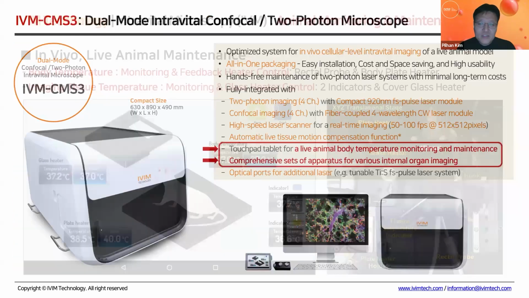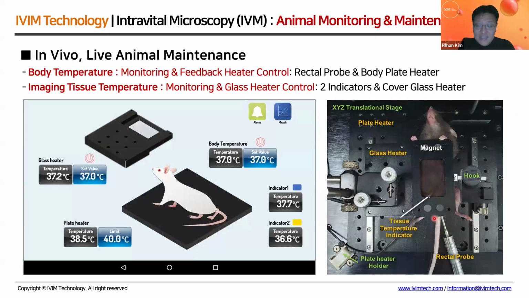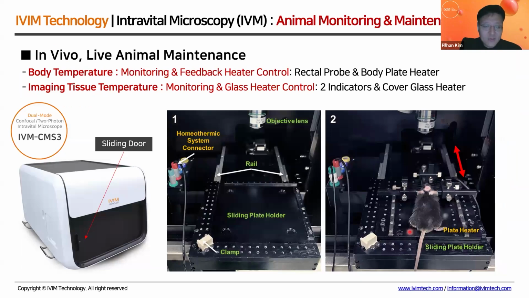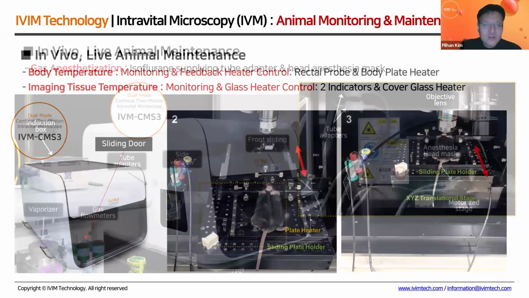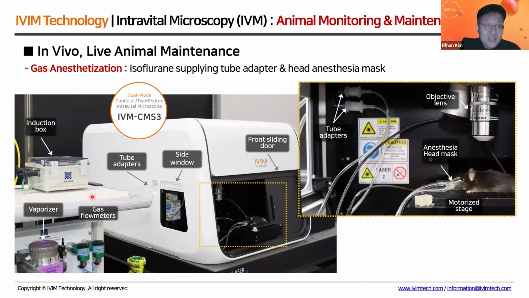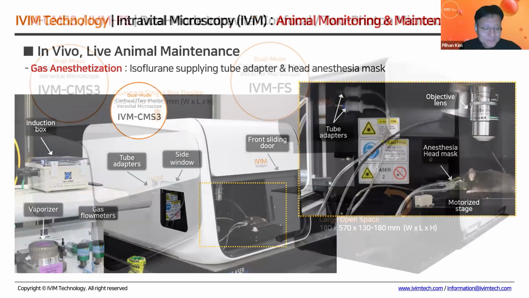Okay, let me just go through. As I told you, we have this heating system, so we can keep the mouse body temperature stable during long-term imaging. You just open this sliding door and put in this heating system, a plate with sliding stages. Also, we can use gas anesthesia like isoflurane. We have tube adapters on the side of our microscope box, and we also provide these tubes and a head mask, so you can keep the mouse anesthetized for quite a long time using isoflurane.